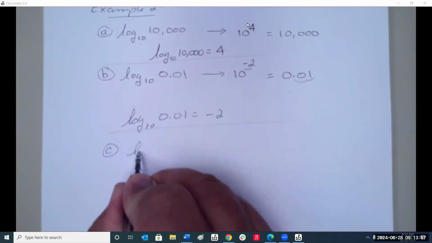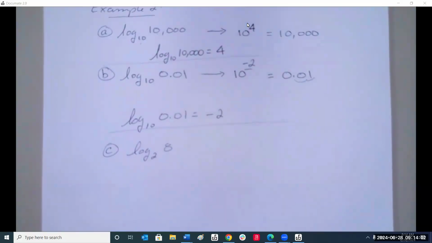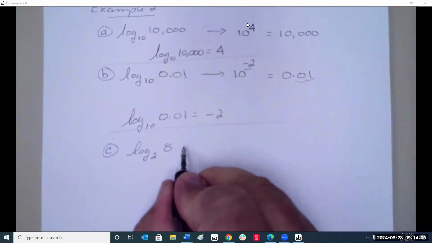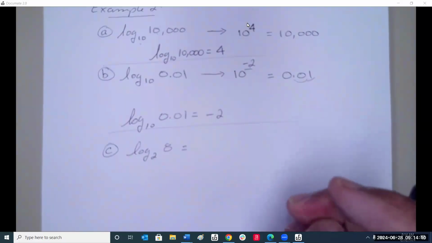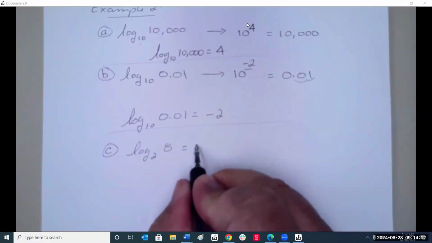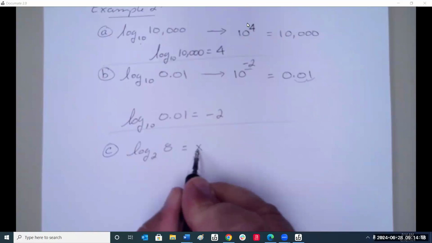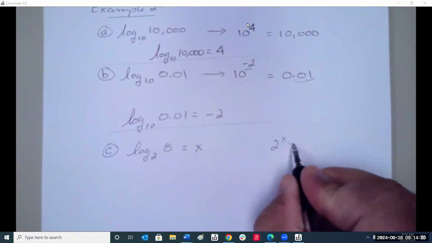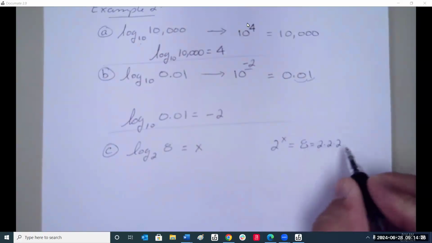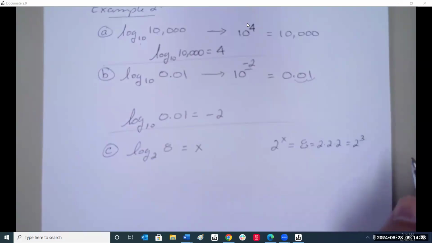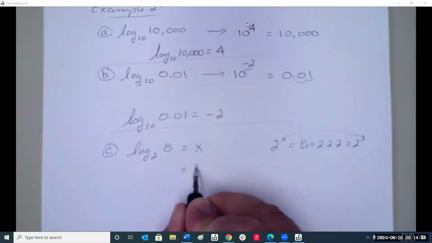C. Log base 2 of 8. So we have to figure out what this equals. What does 2 have to be raised to equal 8? 8 is 2 times 2 times 2, which is 2 to the third. So this equals 3.